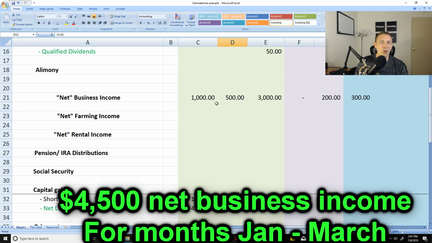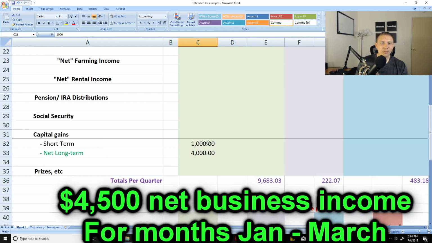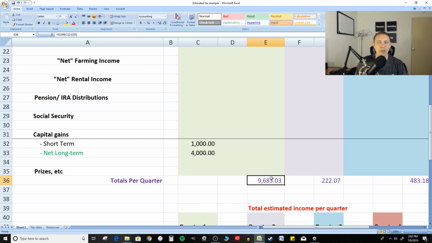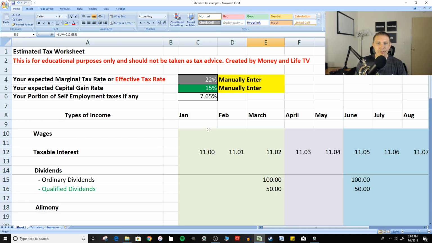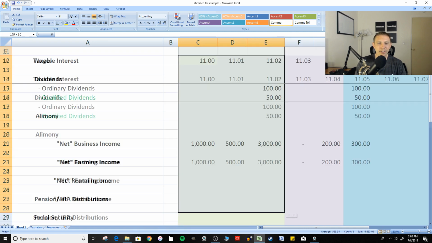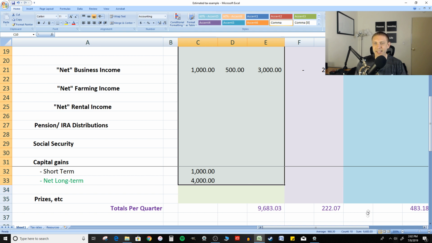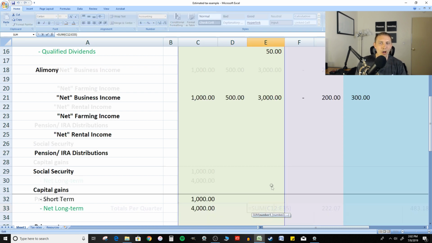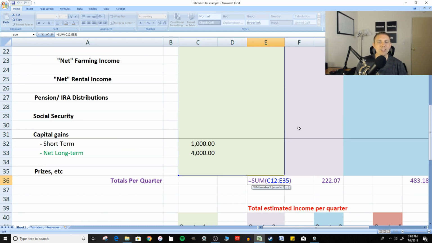So our net business income is what? Our net business income in the first 3 months is a total of $4,500, okay? And then we've already talked about our capital gains of $5,000. Your different income items, these formulas should total correctly. So if I were to, just within this first 3 months, drag and click all the way down, I should have $9,683.03, which I do. And so these cells down here are going to add up your total income from all sources up above. And so it's kind of a check figure.